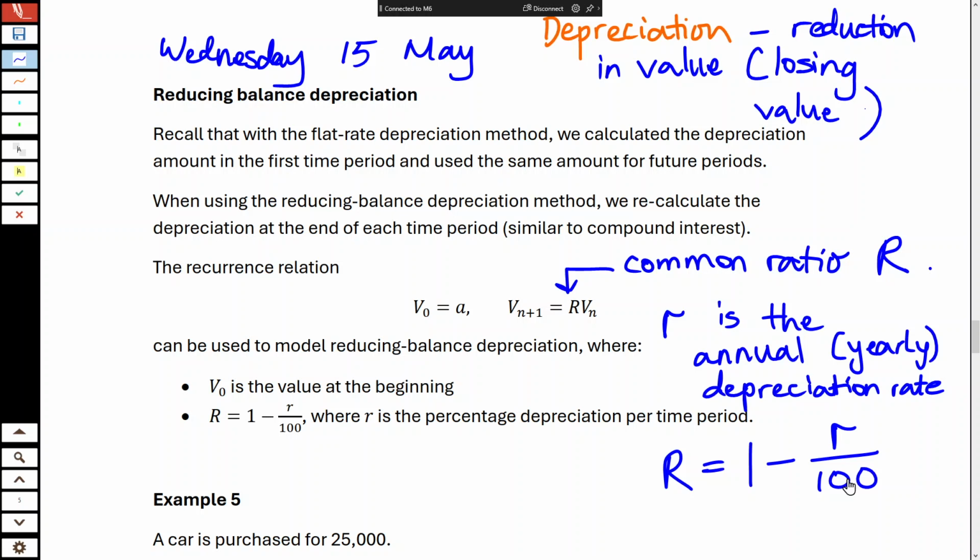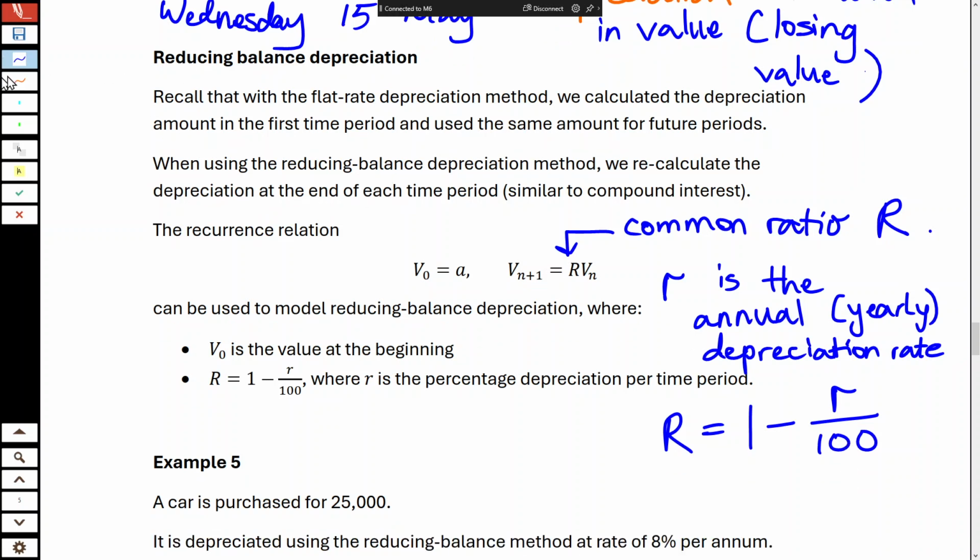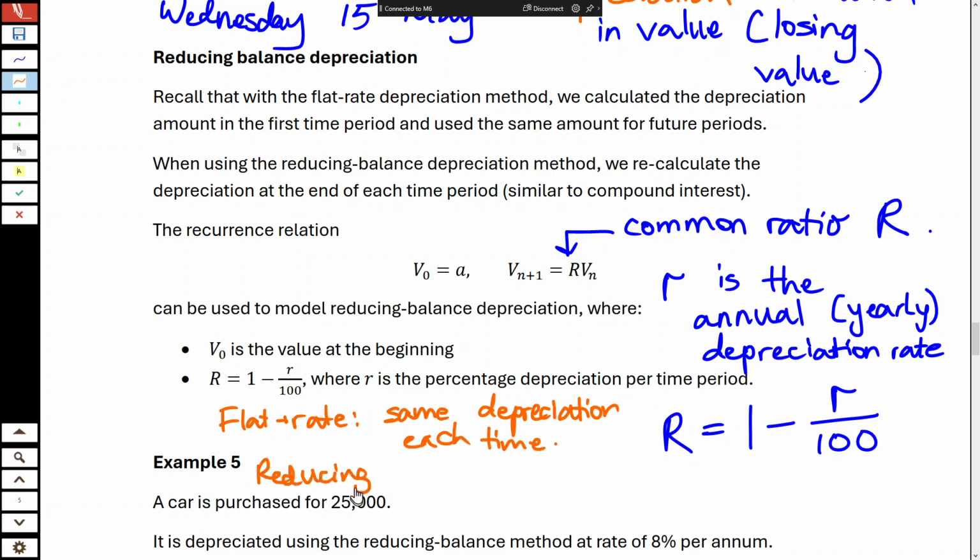So much like simple interest, where we recalculated the amount of interest every time period, same idea with reducing balance depreciation. So instead of reducing by the same amount each time, which was the flat rate method, reducing balance will recalculate the reduction every time. So I might just make a brief comment here. Flat rate, same depreciation each time. Reducing balance, we recalculate it.